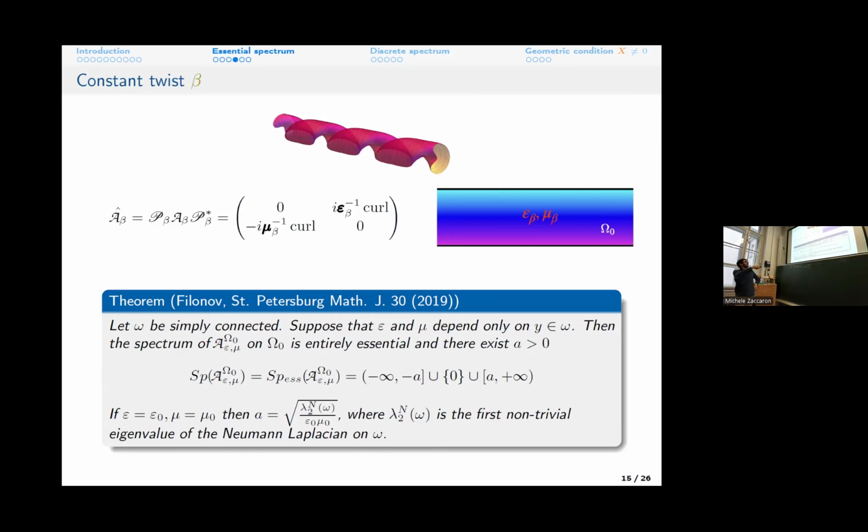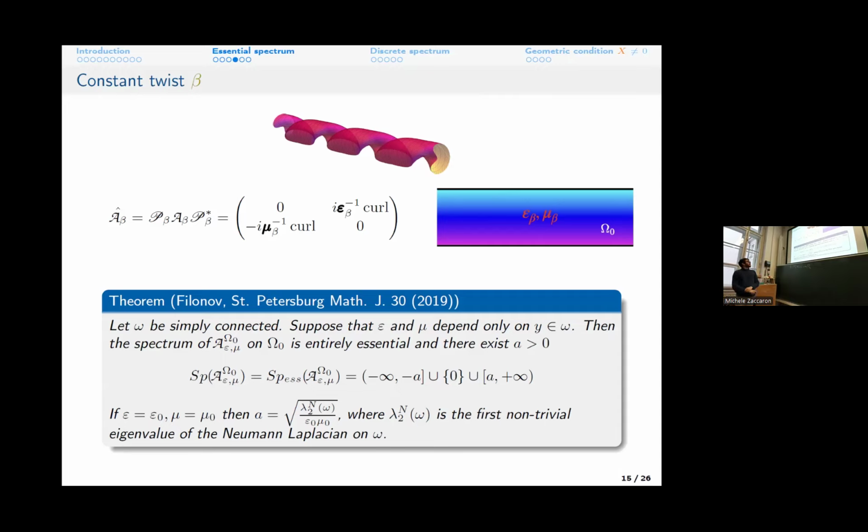So omega b, the cross section, is simply connected. Suppose that epsilon and mu, which in general are assumed to be matrix-valued fields depending on the position, but not fully general, are independent of the s variable, only dependent on y. So we are, of course, in the straight waveguide.